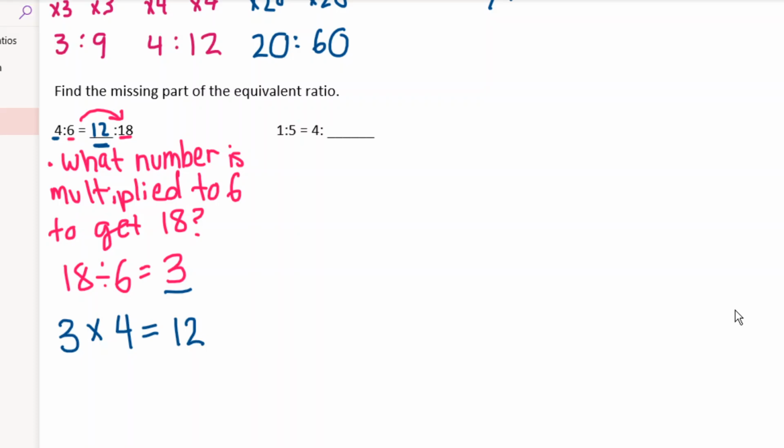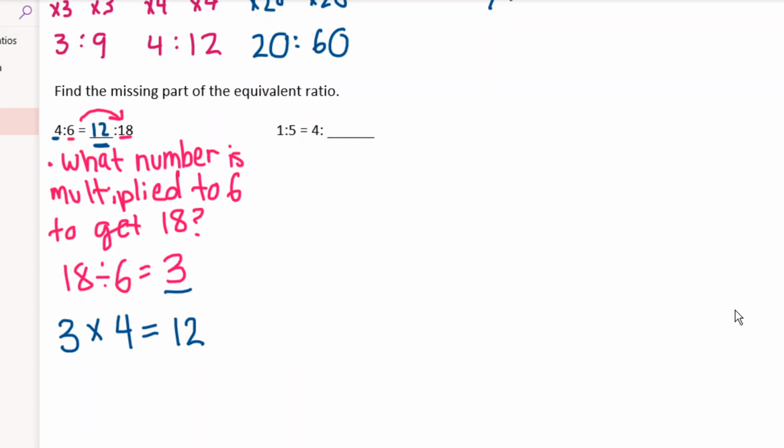So, step 1, we figure out which side has both. We figure out what number was multiplied to 1 to get the other. And then we take that number and we multiply it to what we have to find the missing one.